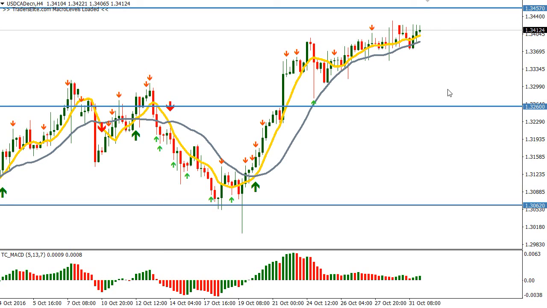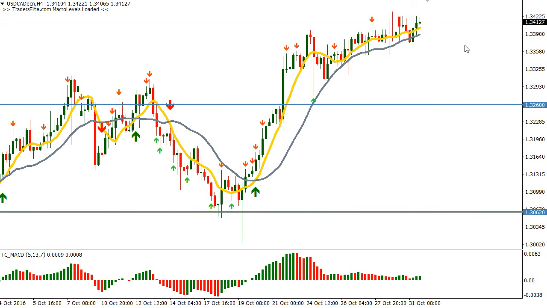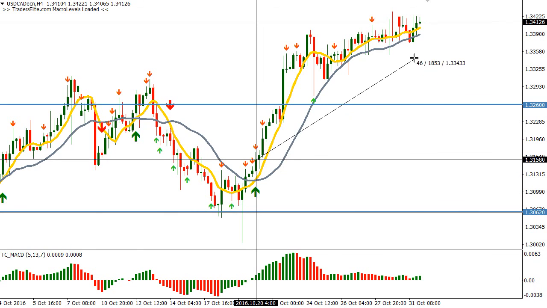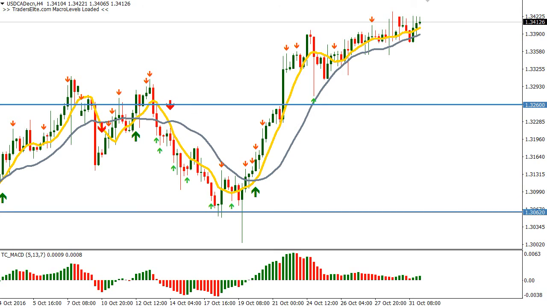And right now is a great time to lock in some profits. Say around here, and this has just been a really nice trade. It's currently just over 250 pips in profit, so well done if you took this trade.